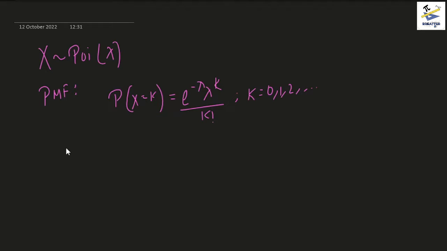And we also talked about its expectation or the average value. So it turned out to be lambda itself, which is the parameter, right?